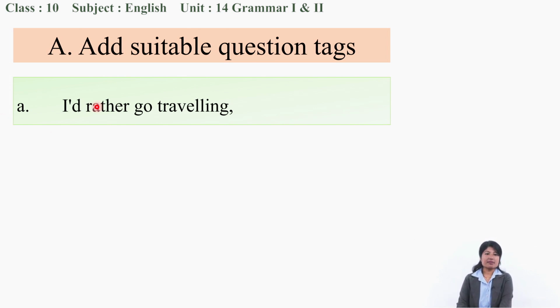So here we have the statement: I'd rather go traveling. So what is this I'd? Would, had, what is it? What did he say? Yes, I would rather. That's why wouldn't I? Okay, I would rather. This is would. That's why wouldn't I?